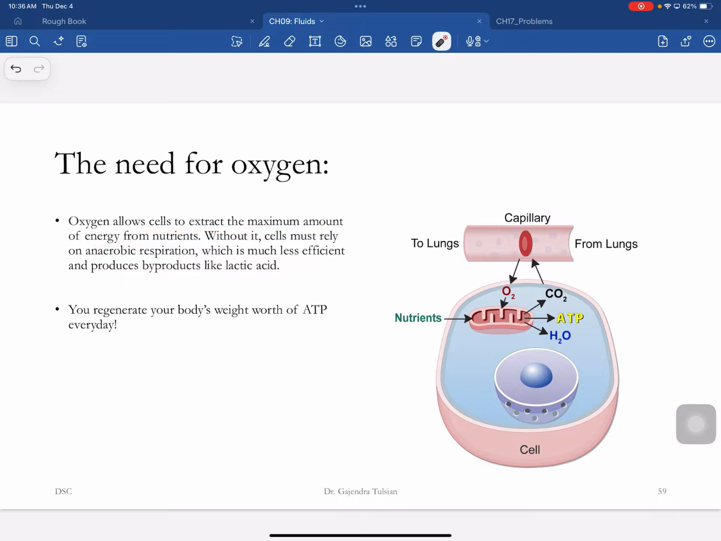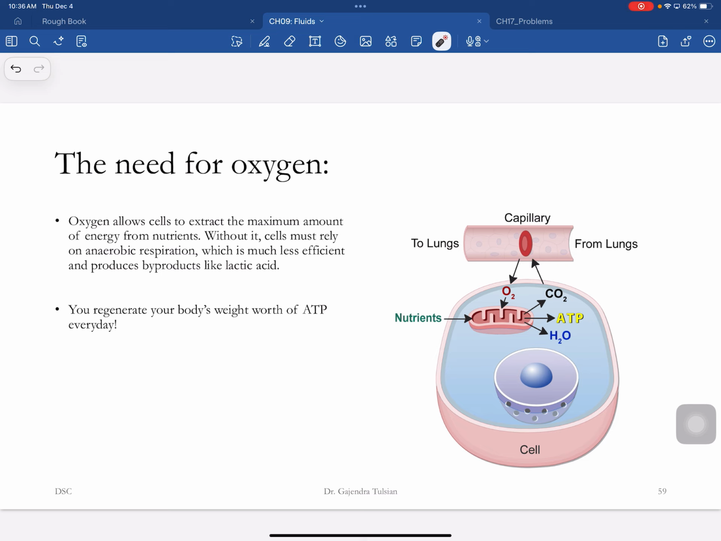Without it, cells must rely on anaerobic respiration. Without oxygen, you rely on other reactions to extract energy from nutrients, which is much less efficient. So if you didn't have oxygen, you're leaving money on the table, okay? And you don't want to do that.